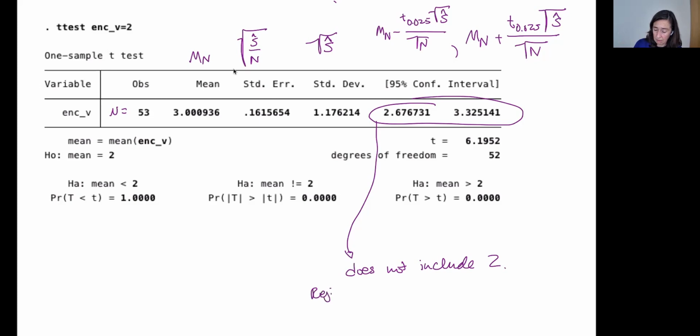So for those primaries, I can reject the null hypothesis that they're basically two candidate races. Just writing that out, reject the null that mu of effective number of candidates is 2 in favor of the alternative, that it is not. That is great.